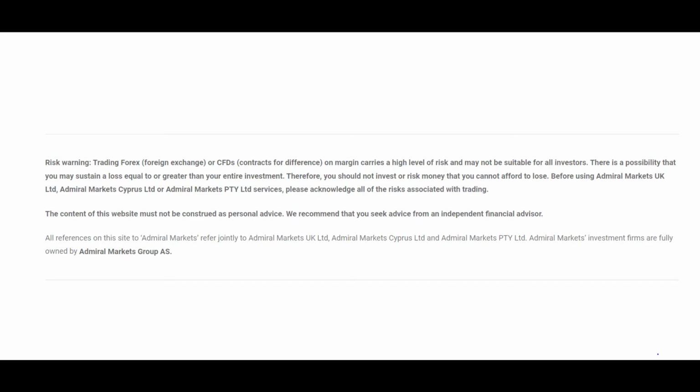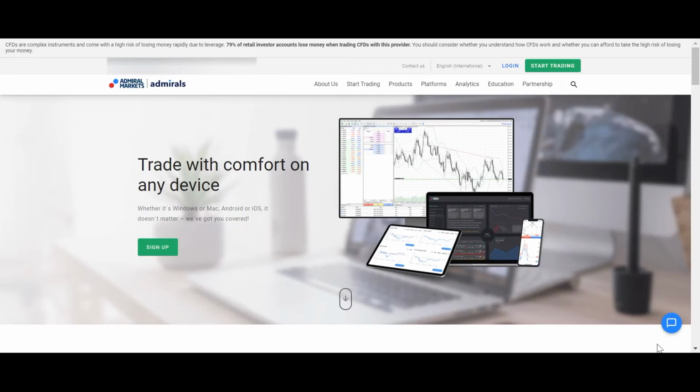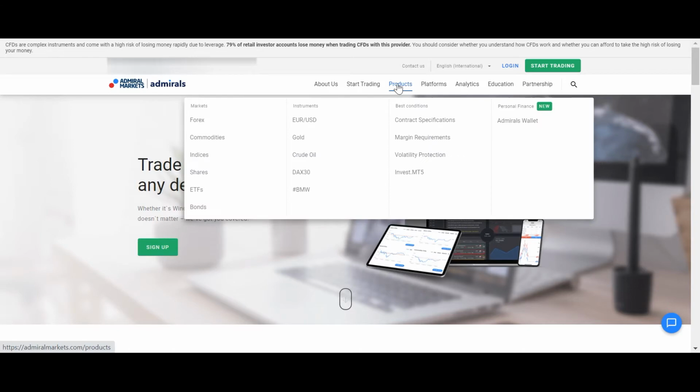In this video, you will learn more about our contract specifications page, where you can check all our available trading instruments and the important information about it, like leverage, commission, typical spread, swap value, etc. Please find Products field and click on Contract Specification.